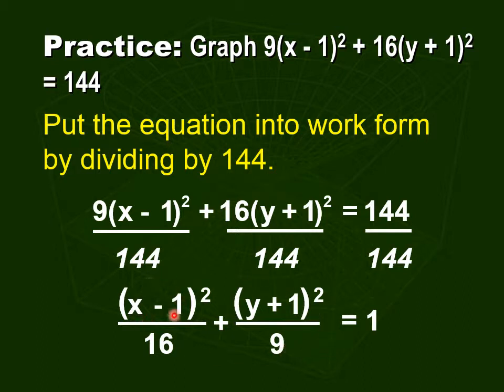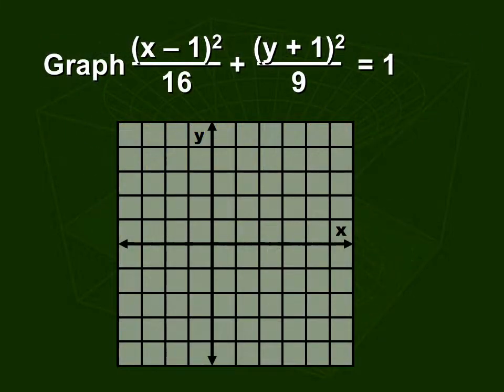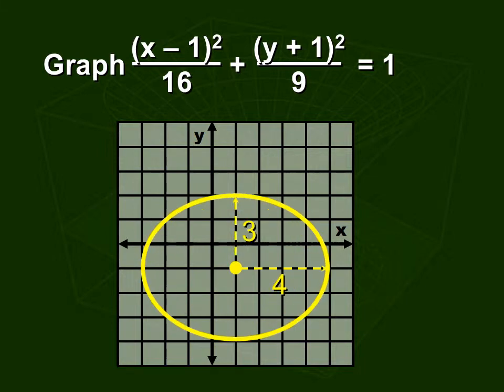Okay, so now we have a center of 1, negative 1. 16 is larger, and it's in the first denominator, which means this is a horizontal ellipse with an a value of 4 and a b value of 3. Okay, so first we graph the center, 1, negative 1. And then we know that horizontally we're going to go 4, and vertically we're going to go 3. Okay, so there's our ellipse.